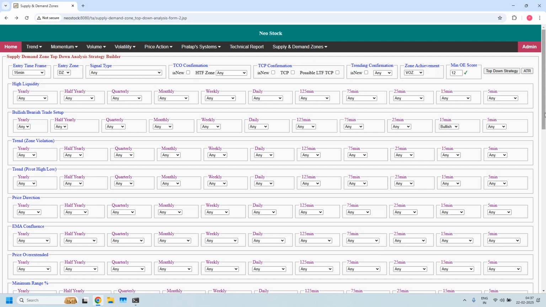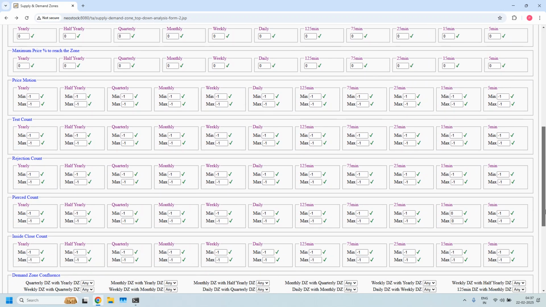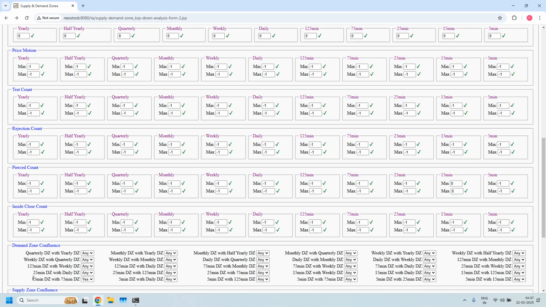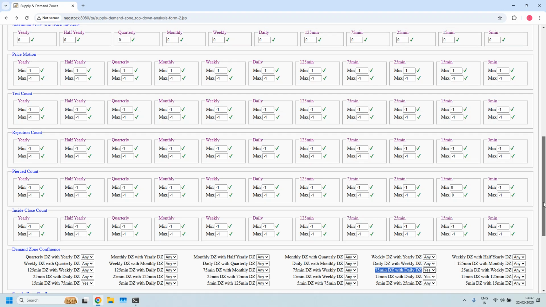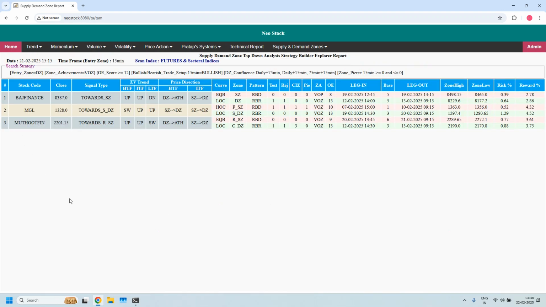In the demand zone confluence, we should set 3 filters. First filter is already enabled. Second filter, 15 minutes demand zone with daily demand zone confluence. Third filter, 75 minutes demand zone with daily demand zone confluence. With all the 3 filters, we got 3 stocks. That means in these 3 stocks, these 15 minutes demand zones are overlapped with 75 minutes demand zone. Both together again overlapped with daily demand zone.